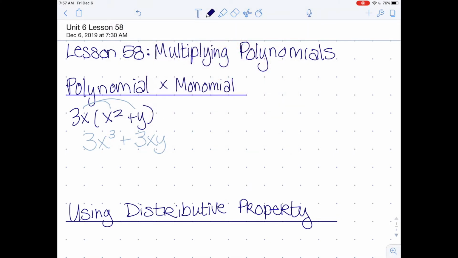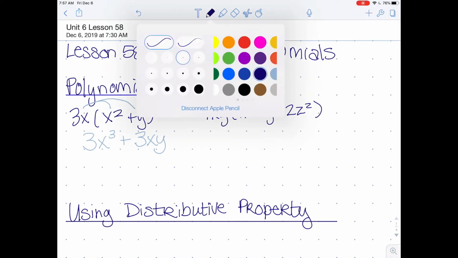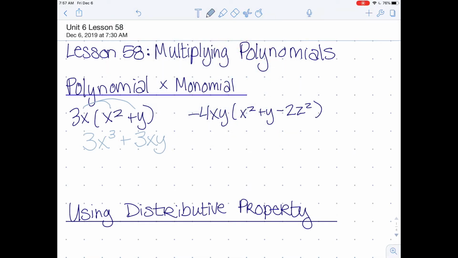If we have negative 4xy times x squared plus y minus 2z squared. These look a lot like some of the problems we've already been doing, so you may have been doing this and not even realizing it.